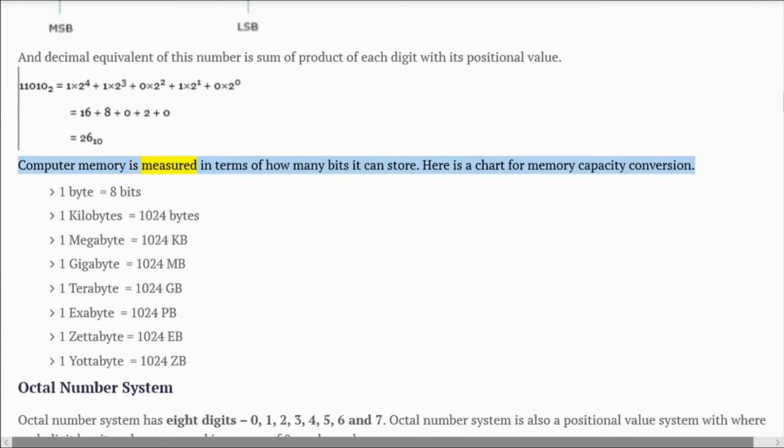Computer memory is measured in terms of how many bits it can store. Here is a chart for memory capacity conversion. 1 byte is equal to 8 bits. 1 kilobyte is equal to 1024 bytes. 1 megabyte is equal to 1024 kilobytes. 1 gigabyte is equal to 1024 MB. 1 terabyte is equal to 1024 GB. 1 exabyte is equal to 1024 PB. 1 zettabyte is equal to 1024 EB. 1 yottabyte is equal to 1024 ZB.